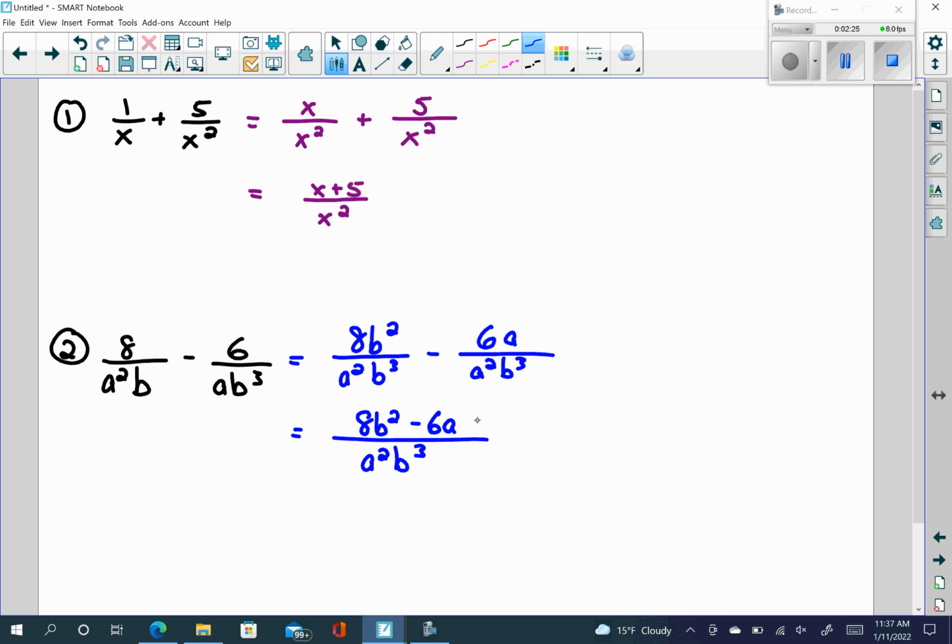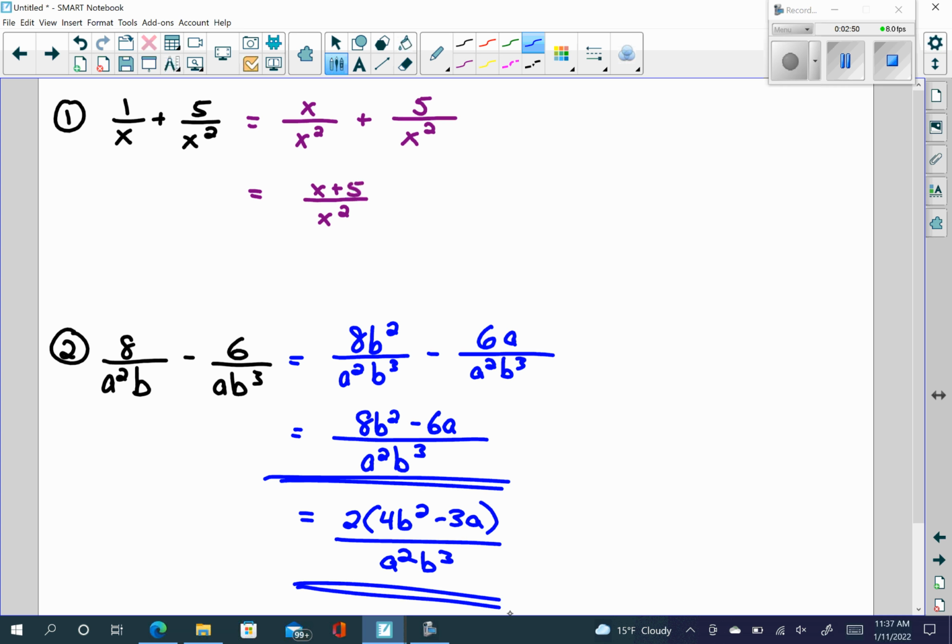Now we would still try to factor to see if anything can divide out, but based on the answer, this right here, no, nothing will divide out. But we could still just factor out a 2, then we would be left with a 4b squared minus 3a over a squared b cubed. And there's no number out in front here, but we still just had to try. But we could leave our answer just like this format or this here if you decided to factor out the 2.